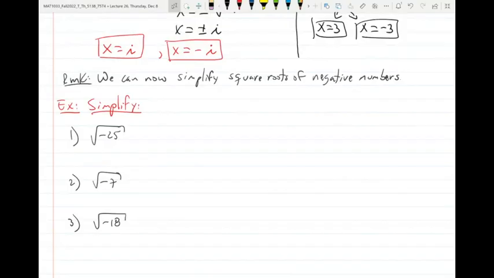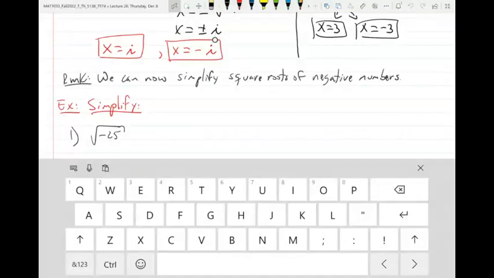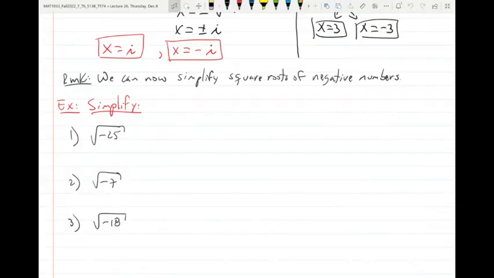So before, a couple of lectures ago, when we saw something like number 1, what would we say here? If I ask you to simplify this, you say not a real number and move on. You don't do that anymore, because now we know what's going to happen here. This is going to be an imaginary number. Okay? Now, how do we simplify this? Let's see. I'll show you the first one.